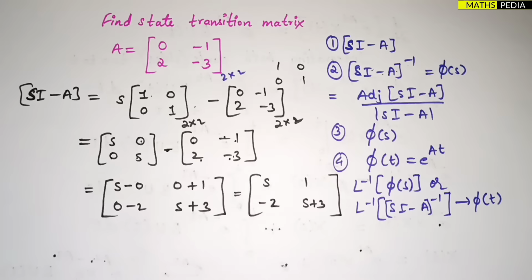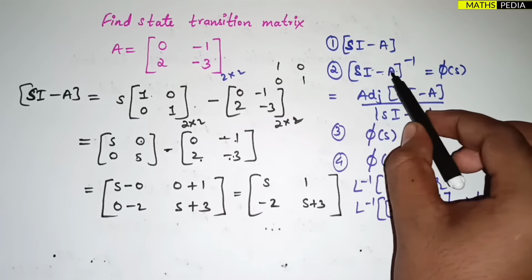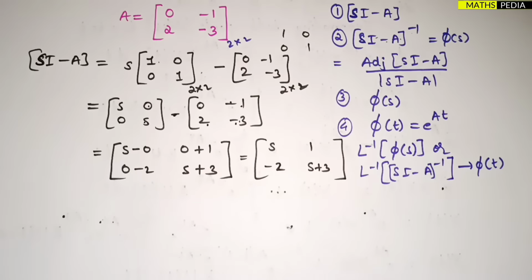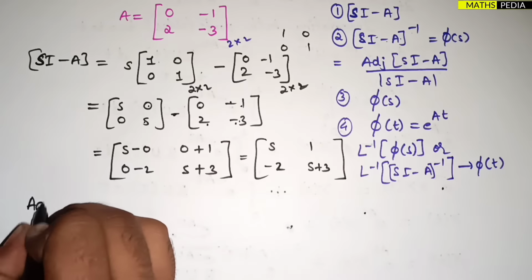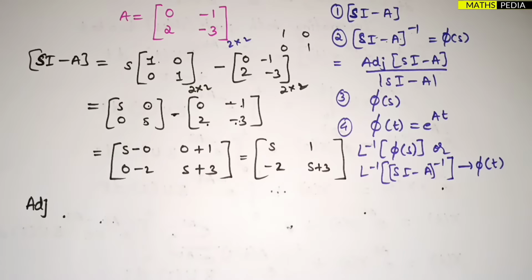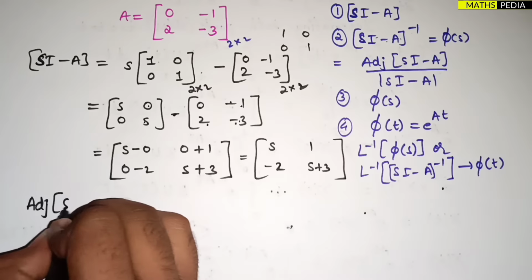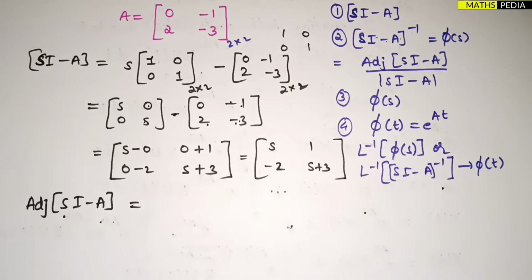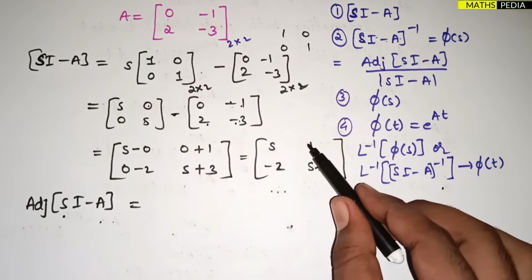Now the next step is that you have to find the inverse of sI minus A. How will you find that? Simple thing. You have to go for the adjoint of that matrix. How will you find the adjoint of sI minus A? Simply for 2 cross 2, what we need to do? Just change the diagonal elements.